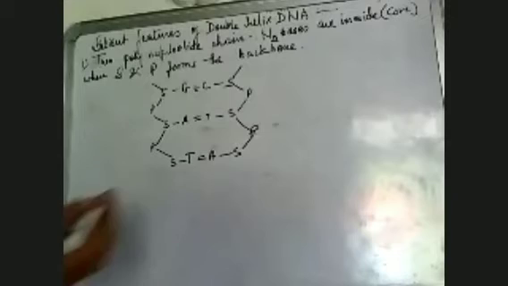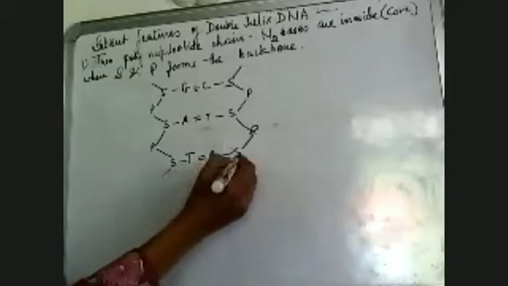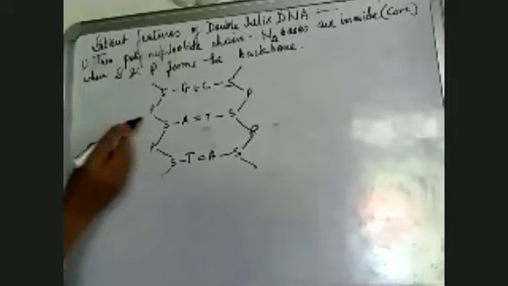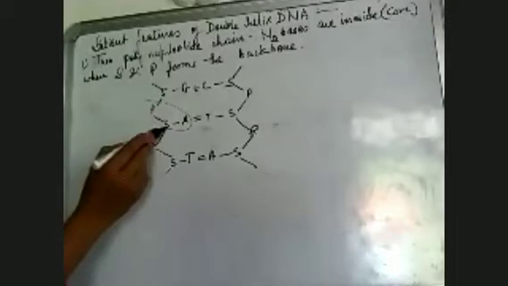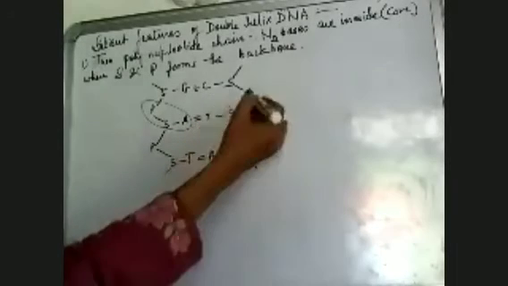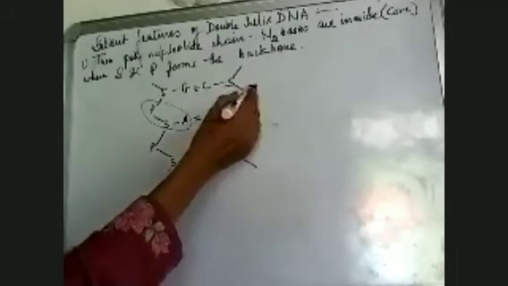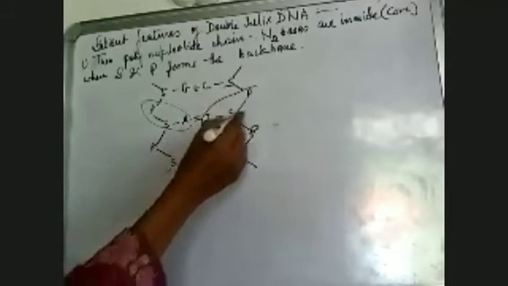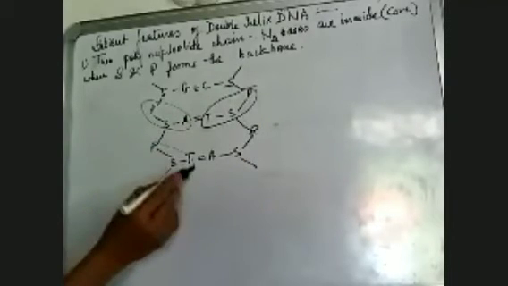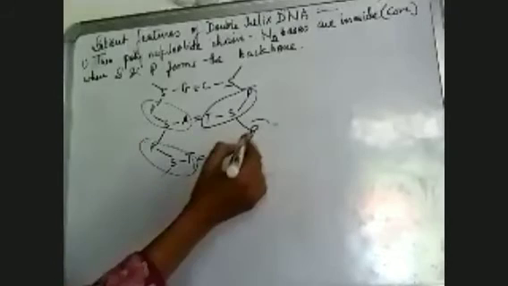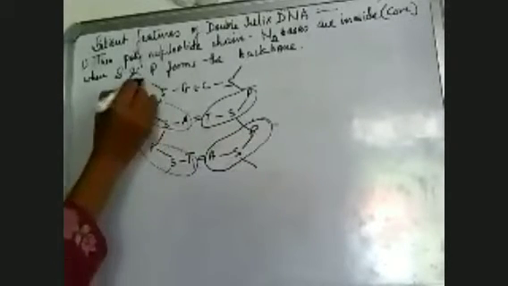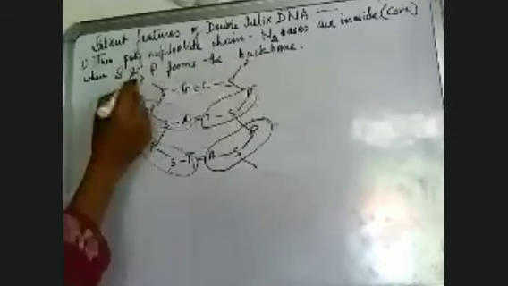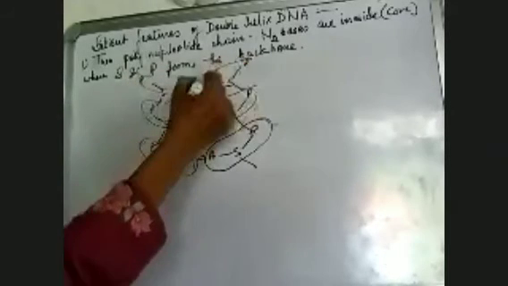This is the structure, and Watson and Crick said it is a 2 polynucleotide chain. This is one nucleotide: phosphate, sugar, and base. This is one nucleotide. Same way here: base, sugar, phosphate. This is another nucleotide. This way we have so many nucleotides. Another nucleotide: phosphate, sugar, base. Here will be phosphate.